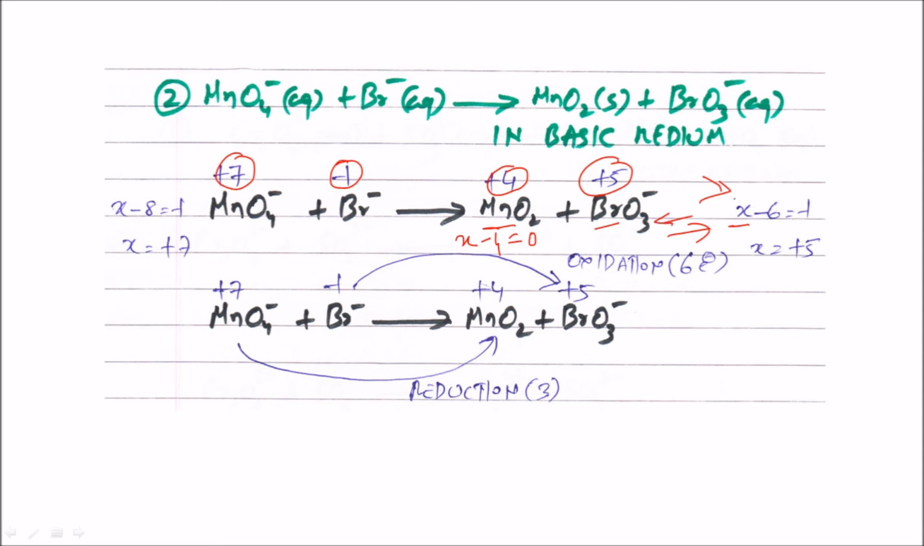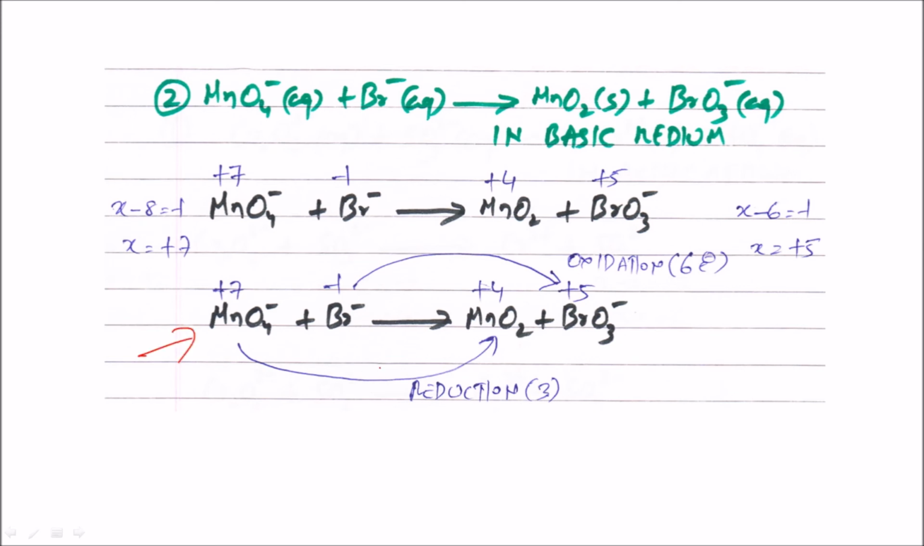Each oxide is having minus 2, so it will be x minus 6 equal to minus 1. This is the total charge on the ion. If you simplify, you'll get the answer plus 5. That's oxidation numbers. Now once you get oxidation numbers, you know the next step now.